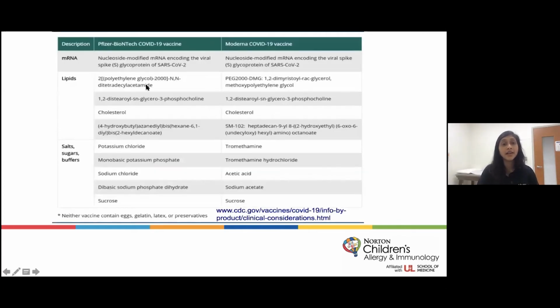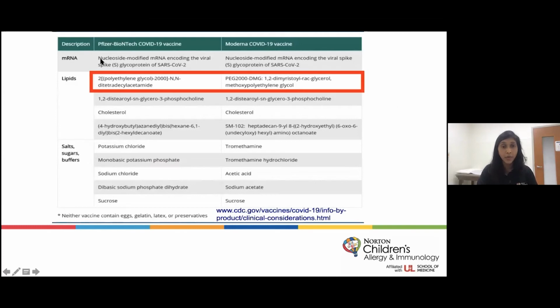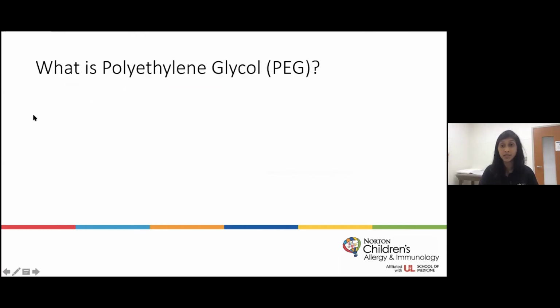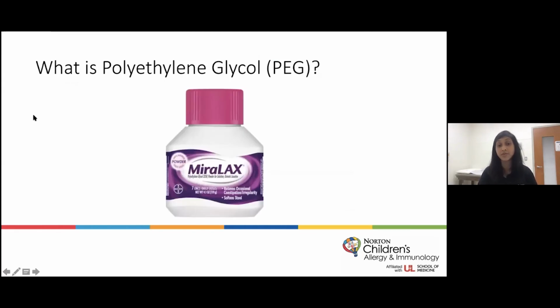So these are the active and inactive ingredients in both Pfizer and Moderna. What I want you to pay attention to is polyethylene glycol. It is a rare allergy, but it does happen. Now, what is polyethylene glycol? It's Miralax. You guys prescribe it all the time. And when I evaluate a patient for polyethylene glycol anaphylaxis, which is present in a lot of injectables, including vaccines, I test them to Miralax.